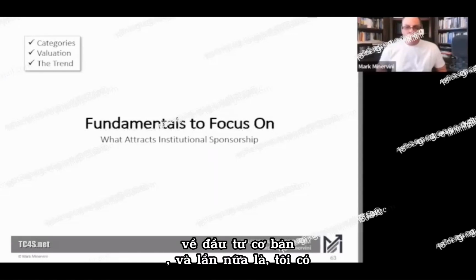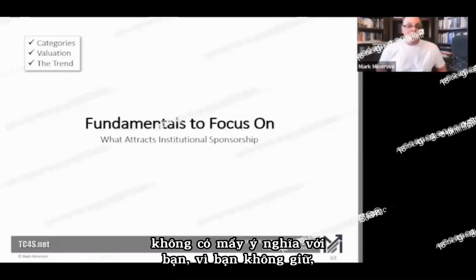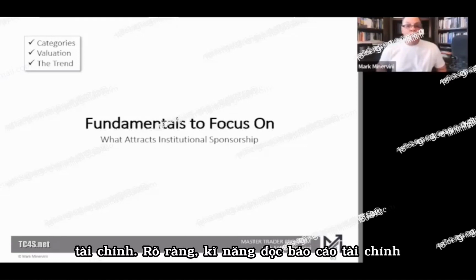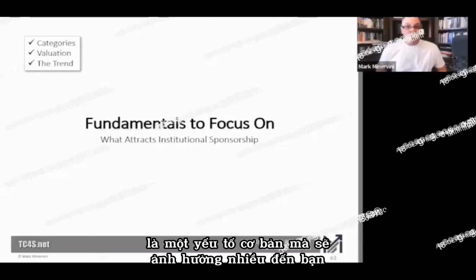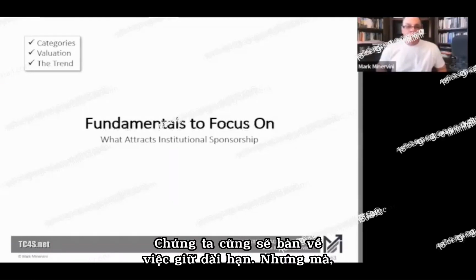The thing about fundamentals too, and again, I swing trade, Mark Minervini swing trades. And if your time frame is really, really short, the fundamentals are going to mean less and less to you, because you're not maybe holding for several quarters and going through earnings reports and so forth. Certainly going through an earnings report is a fundamental that could affect you drastically if you're holding into an earnings report, that you get a bad report and it gaps down. And we'll talk about holding into earnings later on.